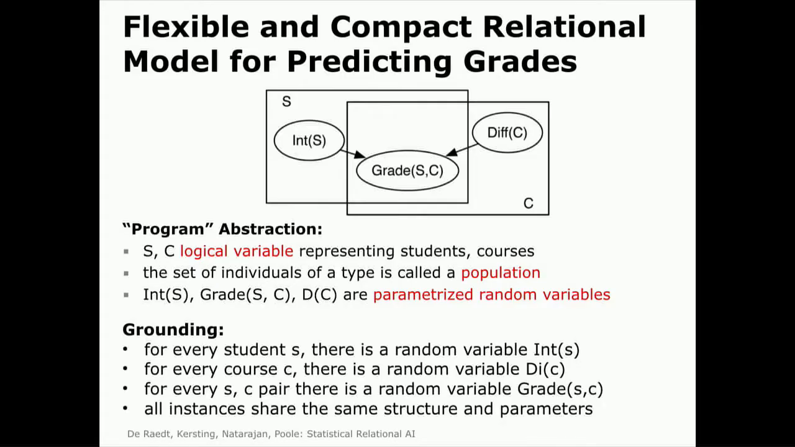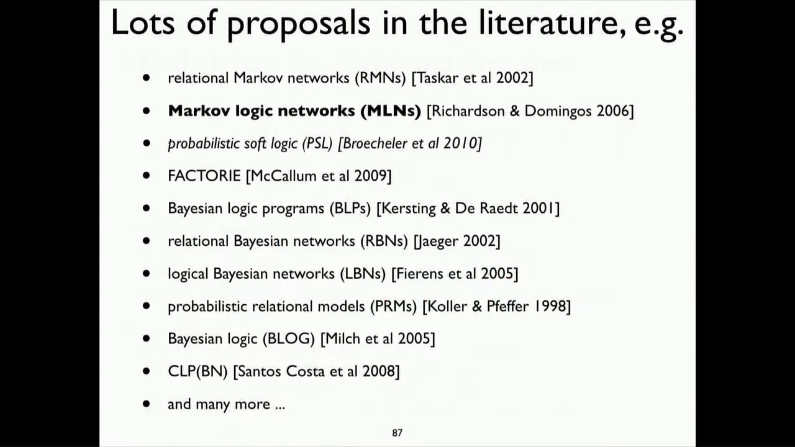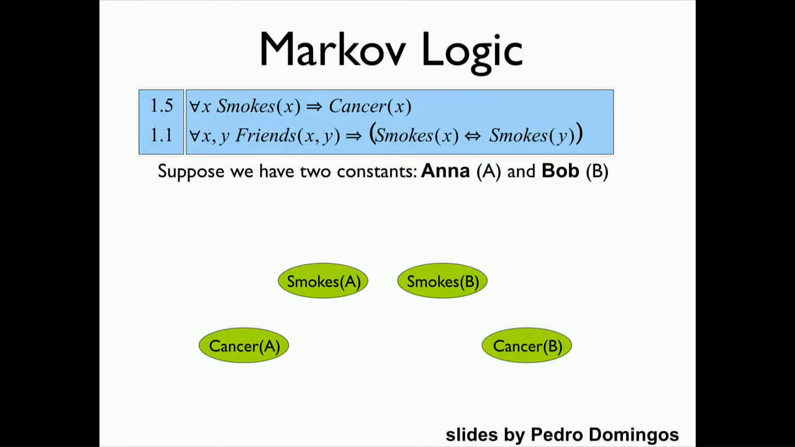Simply go through some examples. Here you see two logical statements. They're not written as logic programs. They're not written as rules. They're really written in first order logic. And so the first one says, everybody that smokes will get cancer. The second one says, if there are two friends, then they will either both smoke or none of them will smoke, basically. That is what these rules say.